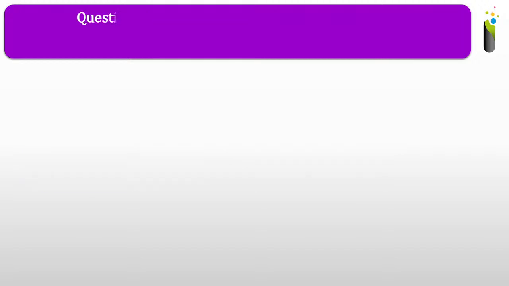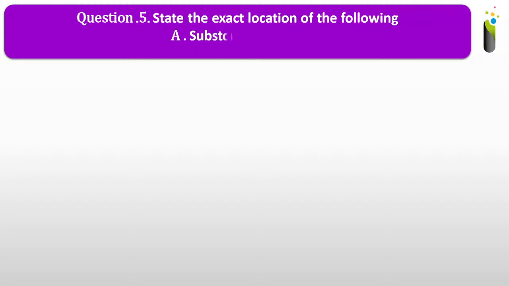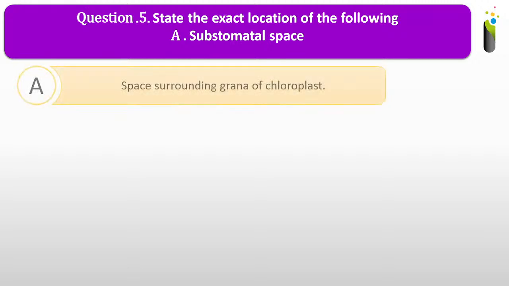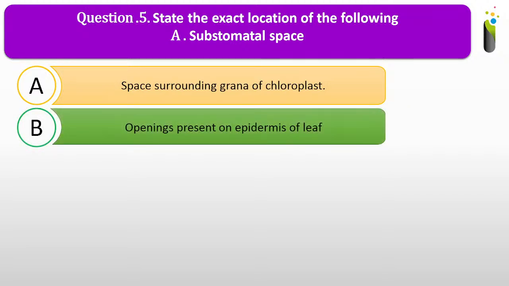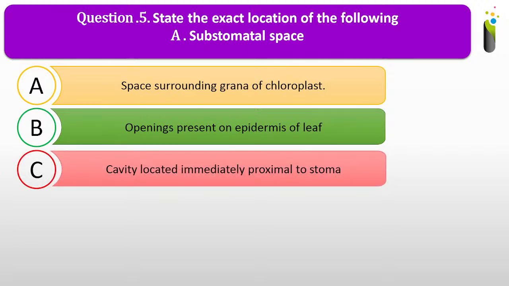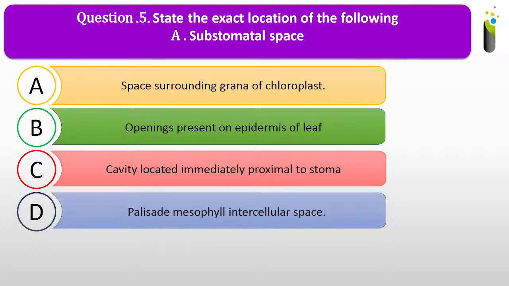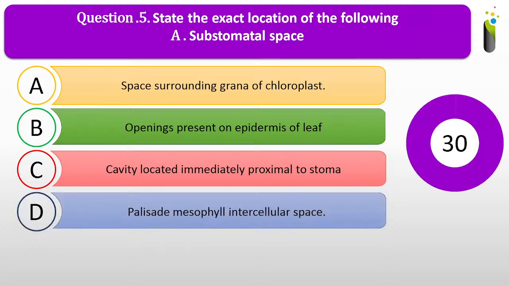Perfect. Okay, going ahead, question number 5. State the exact location of the following. Sub-question A, substomatal space. And your options are A, space surrounding the grana of the chloroplast. B, openings present on epidermis of the leaf. C, cavity located immediately proximal to the stoma. D, palisade mesophyll intercellular space.